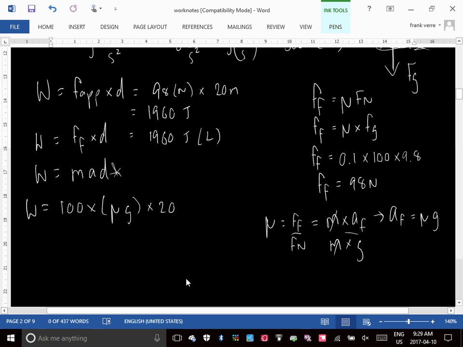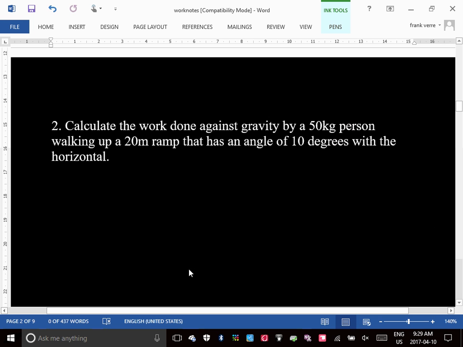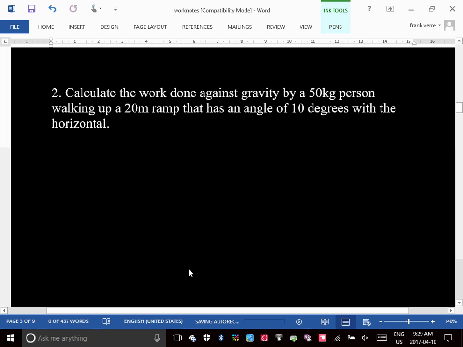Okay, let's look at the second question. All right? So remember, this one here, you're going to have to think about that whole concept of the force and the distance having to be parallel. In the previous example, we didn't have to worry about that, but in this one we do. So in this scenario, you have a person who's going to walk up a ramp. The ramp is going to be 10 degrees, although it's more like 30. And the ramp is going to be 20 meters long. The angle will be 10 degrees.